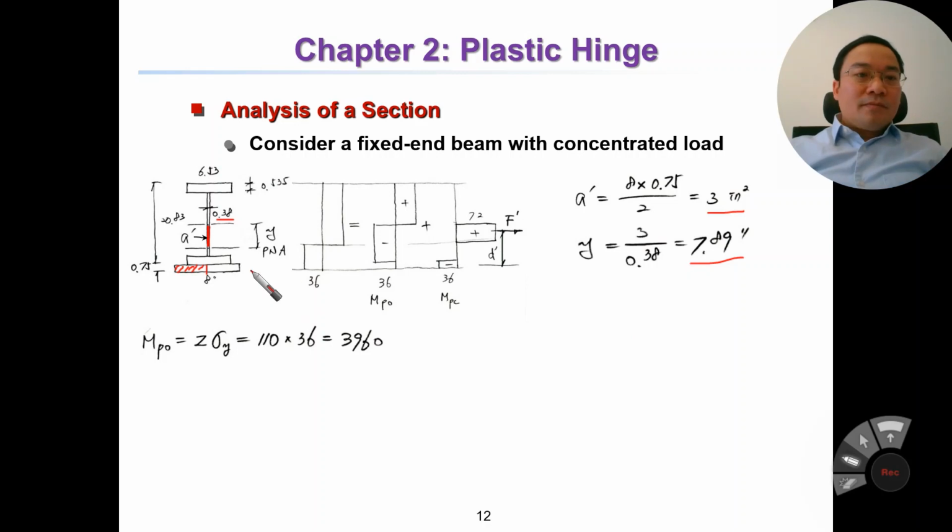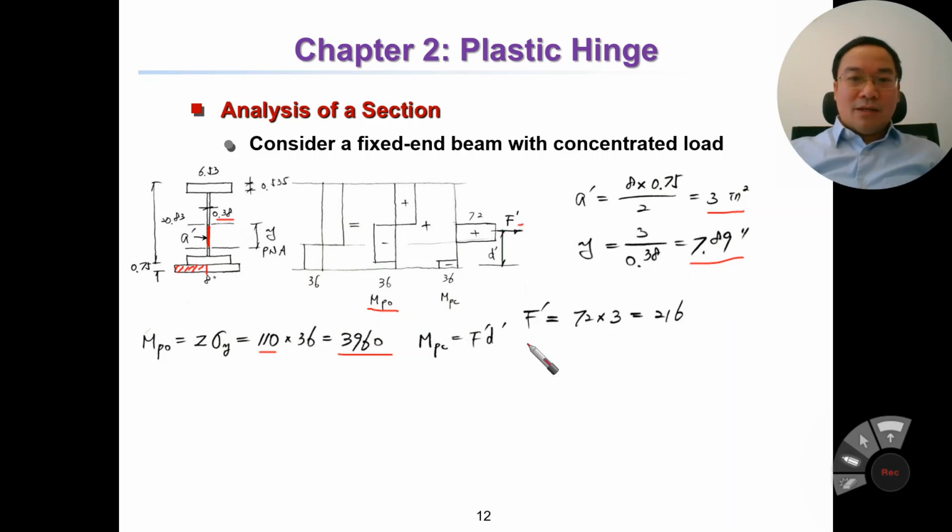And now we have y. Of course, we have the PNA and y. Then it is very easy to calculate d prime and F prime. Now we calculate MPO. MPO is for the original section. MPO equal to Z multiplied by sigma y, and Z of the section is already given. Then MPC equal to F prime multiplied by d prime. Here are F prime and d prime.